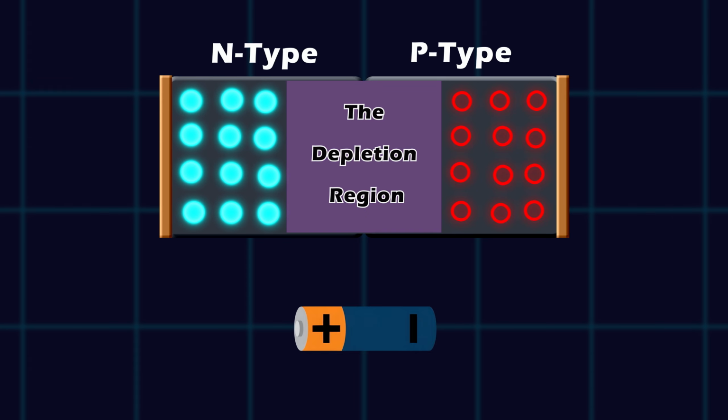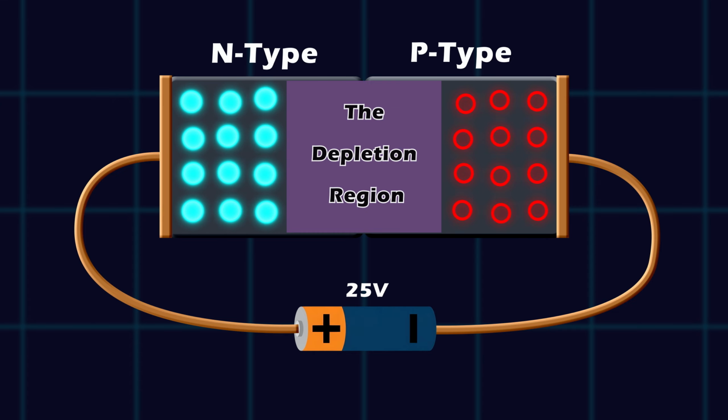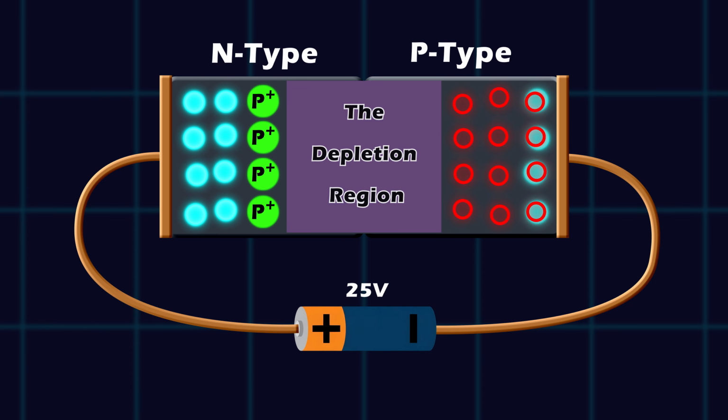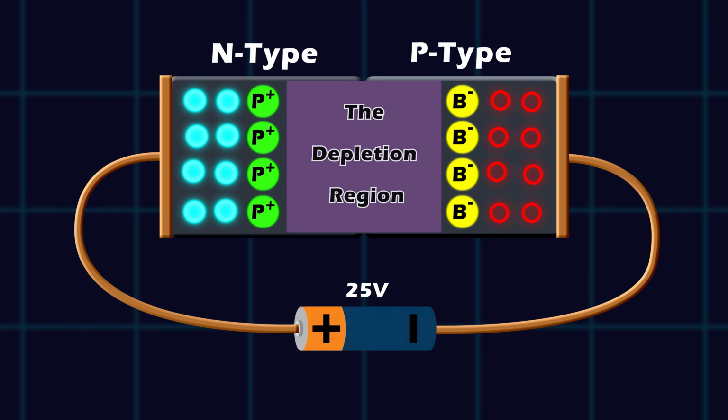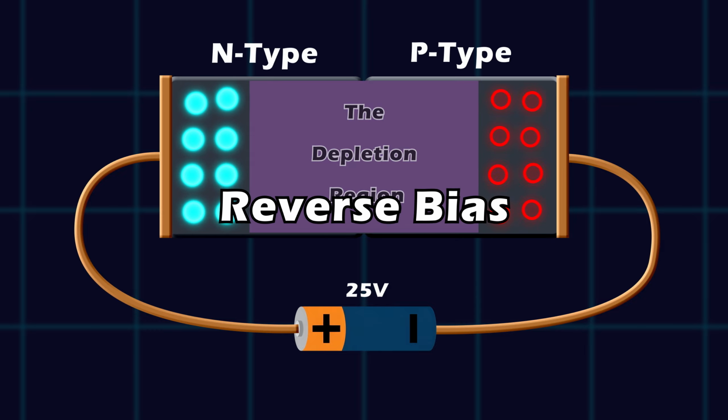If we connect the positive end to the N side and the negative to the P side, we pull the electrons and holes away from the junction. This causes the depletion region to expand, making the barrier wider and stronger. No current can pass through. In digital logic, this state of absolute blockage represents a logic zero. The switch is off. We call this reverse bias.